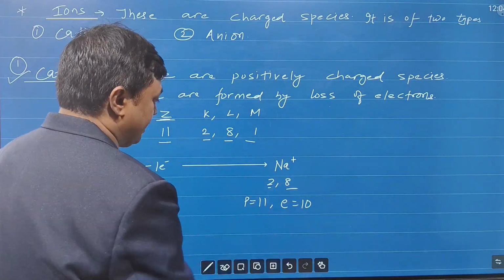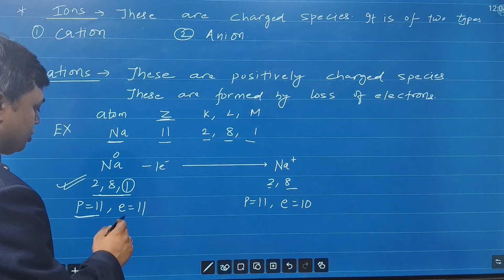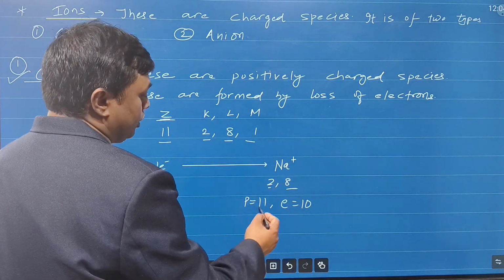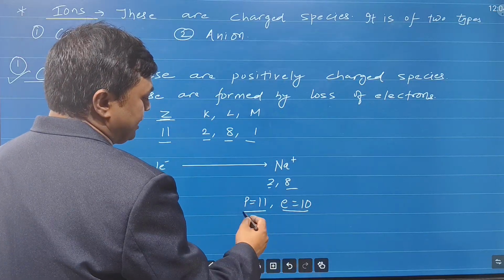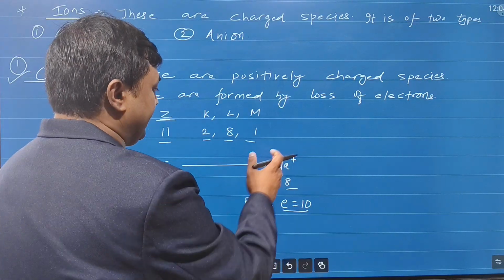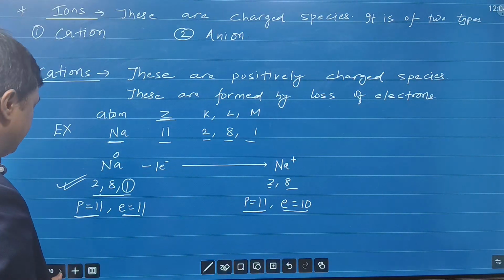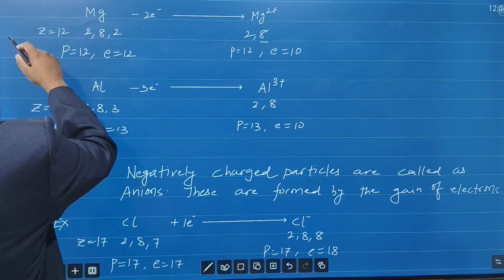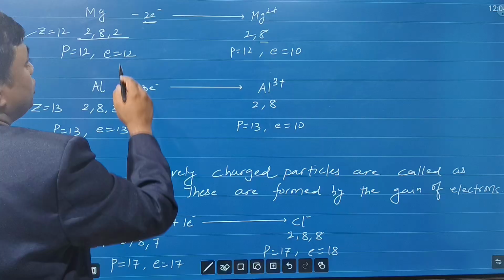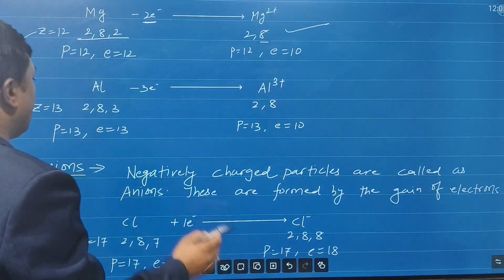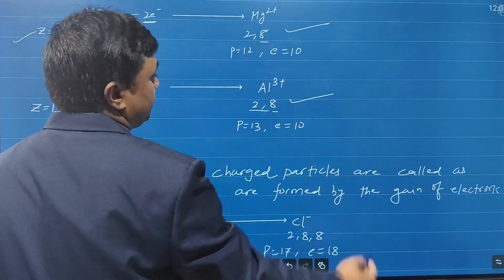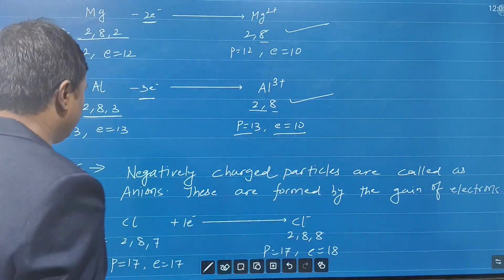So 2, 8. Am I clear? Since it has 11 protons and 11 electrons, there is no charge. After losing one electron, it becomes 2, 8. So the electron number is 10 and the proton number is 11. As it has one extra proton, to show the presence of the extra proton, we write Na plus. Similarly, magnesium has atomic number 12, electronic configuration 2, 8, 2. To become stable, it loses 2 electrons and becomes Mg2 plus. Aluminium is 2, 8, 3. To become stable, it loses 3 electrons and becomes Al3 plus, with 13 protons and 10 electrons.